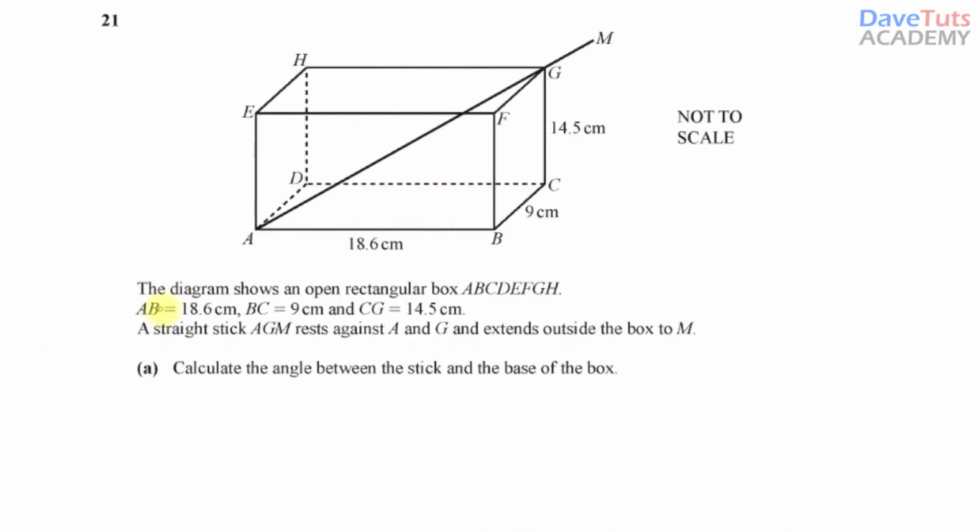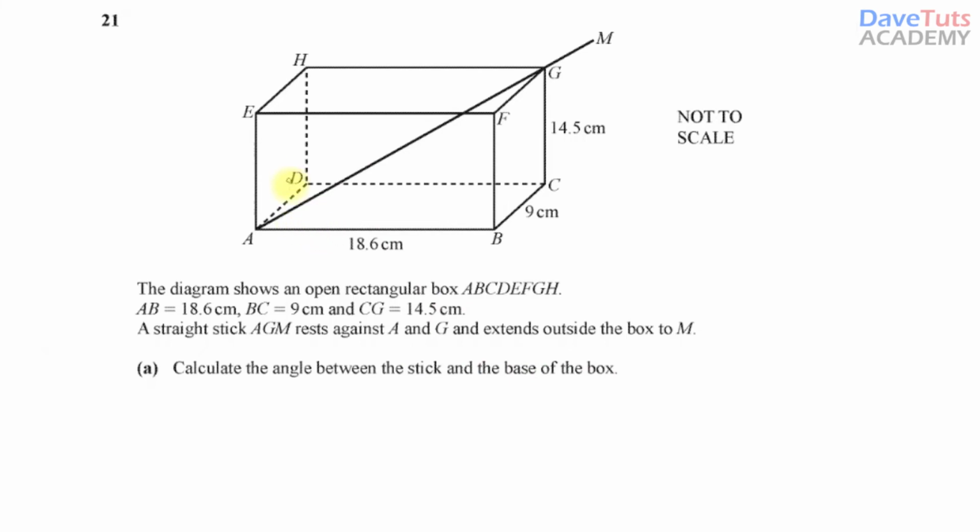In this question, the diagram shows an open rectangular box A, B, C, D, E, F, G, H, just as shown here. Now, AB is 18.6 centimeters, BC is 9 centimeters, and CG is 14.5 centimeters. Now, a straight stick AGM rests against A and G and extends outside the box to M as shown here. So our mandate is to calculate the angle between the stick and the base of the box.